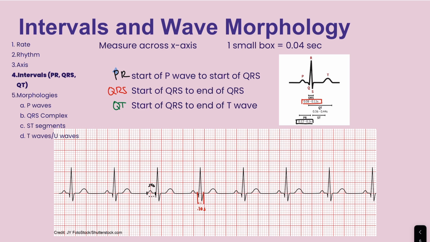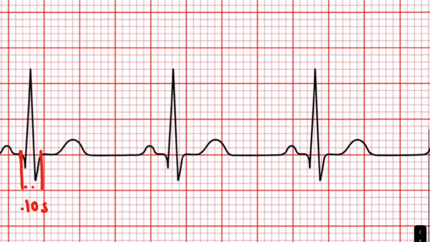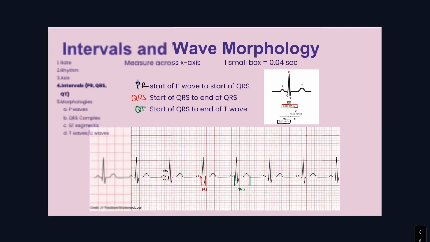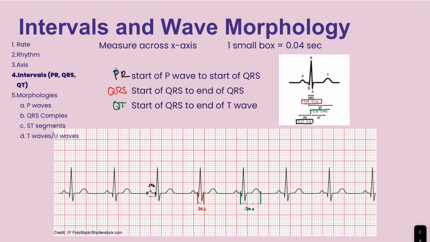And the last one is the QT. So if we start at the start of the QRS complex here for QT, and we go all the way to the end of the T wave, count in between, that's 5, 6, 7, 8, 9. 9 times our 0.04 is going to give us 0.36 seconds, and that is within our normal of 0.36 to 0.44.